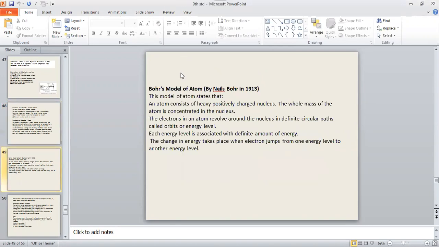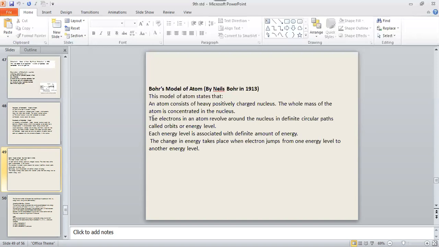Then the other model is given by Bohr. This is the important model given by Niels Bohr in 1913, and this model best explains the structure of the atom. So the atom consists of a heavy positively charged nucleus. The whole mass of the atom is concentrated in the nucleus. This is the statement given by Rutherford, and the same is repeated in Bohr's theory.